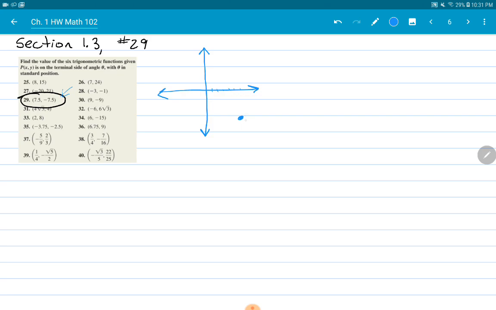It's about the same distance from the origin in both directions, x and y. And that point is 7.5, negative 7.5. So this is the terminal side of that angle. So that angle theta is this guy. And then this is kind of that right triangle that gives us those trig functions. So this is our y, this is our x, and r.